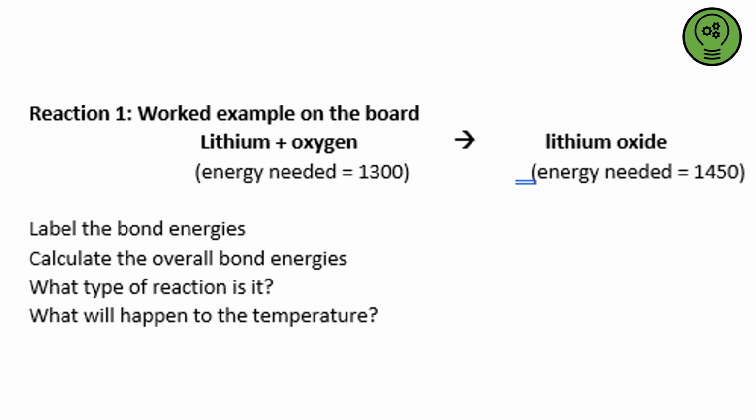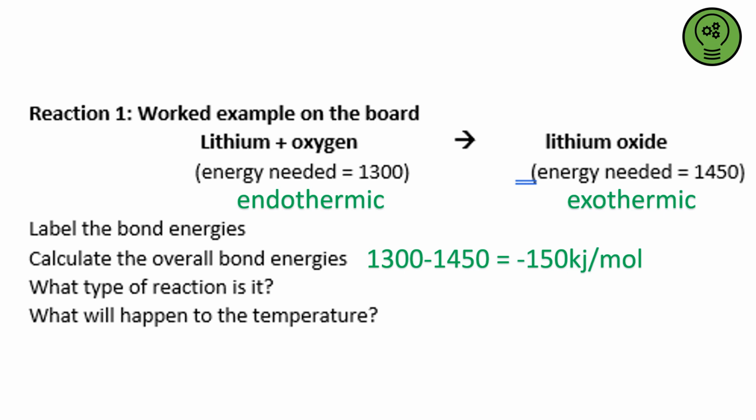Okay, so lithium plus oxygen, making lithium oxide. So it says label the bond energies. So we have endothermic on the reactant side and we have exothermic on the product side. Okay, it says calculate the overall bond energies. So you do 1,300 minus 1,450, giving you minus 150 kilojoules per mole. So what type of reaction is it? Well, it's a negative number, so it's exothermic. So what would happen to the temperature? Well, hopefully you would remember that the temperature would increase because it always does with an exothermic reaction.